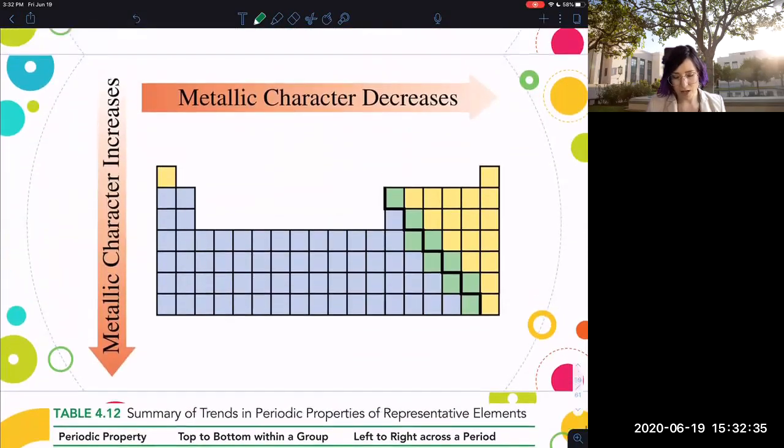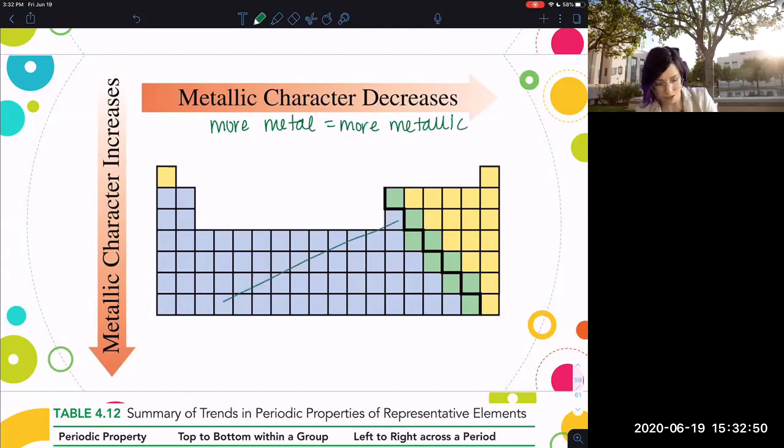And then your last trend you need to know right now is called metallic character. And this is super obvious. More metal is more metallic. So who's the most metal? Whoever is at the bottom left. So francium is the most metal.